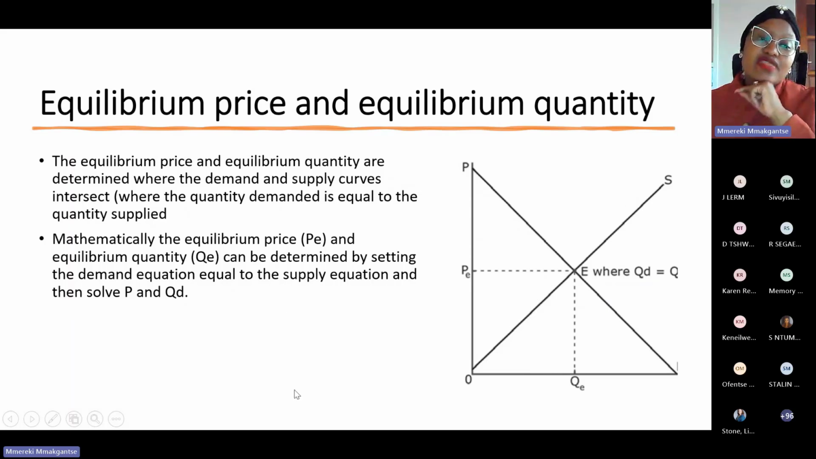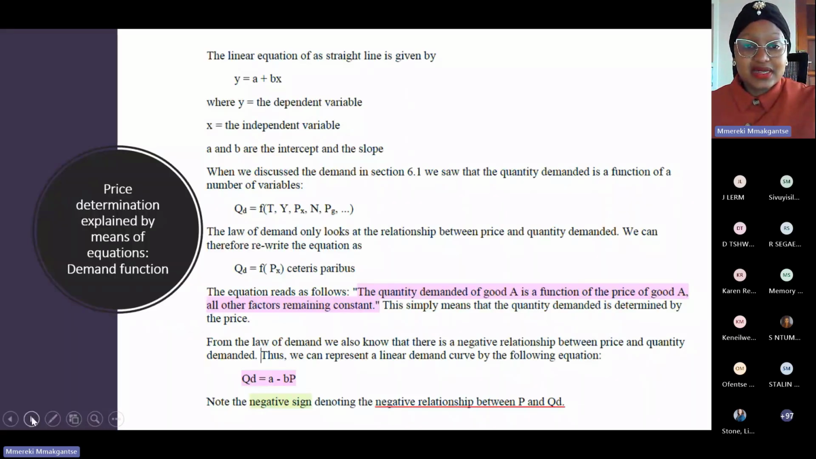So mathematically, the equilibrium price PE and equilibrium quantity can be determined by setting the demand curve equal to the supply curve. Now we are looking at mathematics. I hope you have your pens and papers ready, because we are about to write. In order to understand this, please write down the calculations as I write them. The linear equation, remember, Y is the dependent variable, X is the independent.